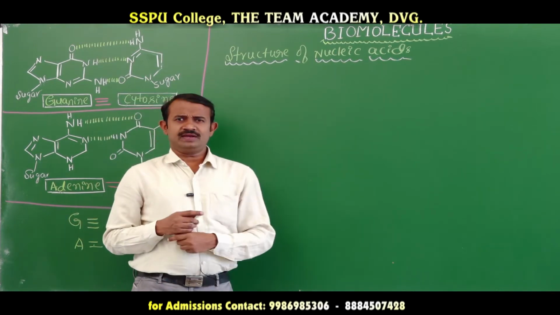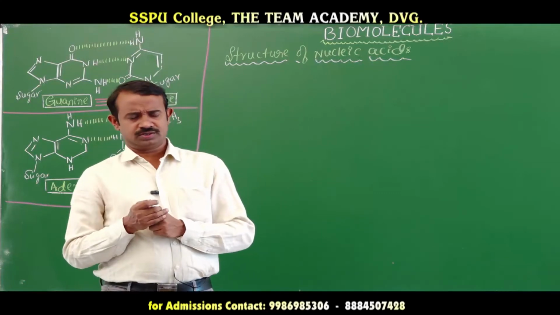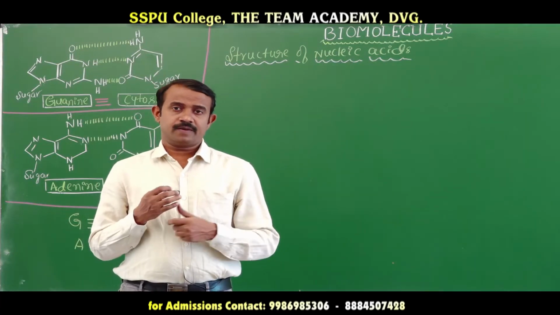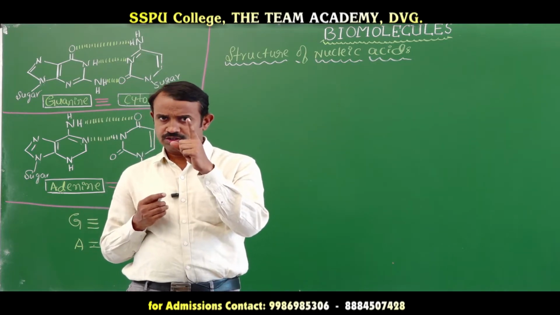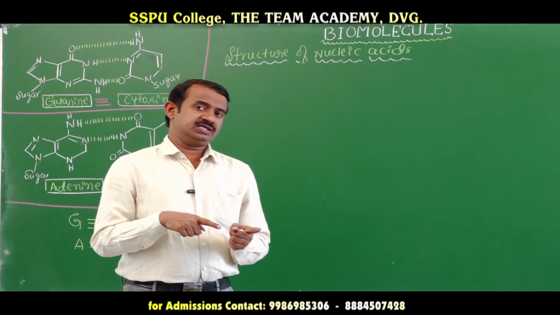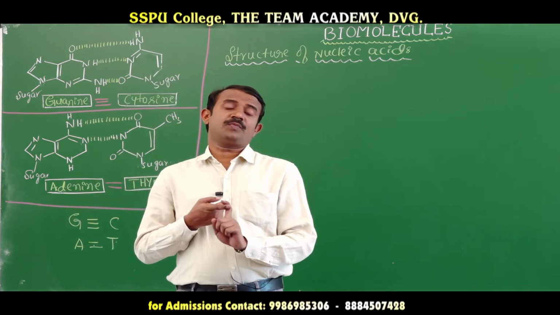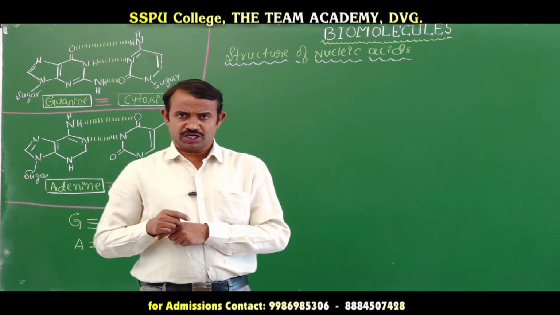Structure of nucleic acid: the combination of ribose sugar (a pentose sugar), a base and phosphoric acid is called one nucleotide. One nucleotide reacts with another nucleotide to form a phosphodiester linkage at the 3' and 5' positions.